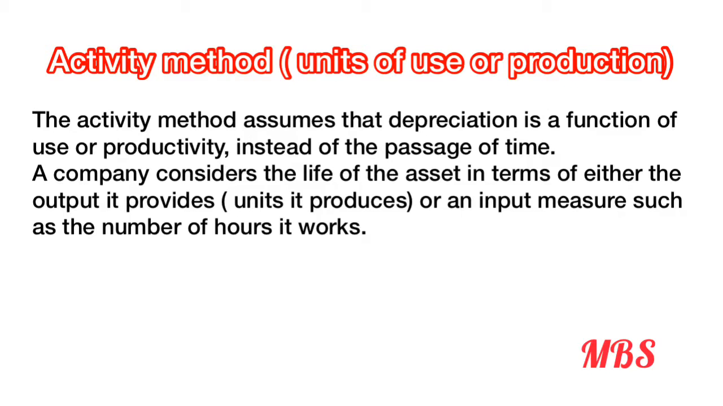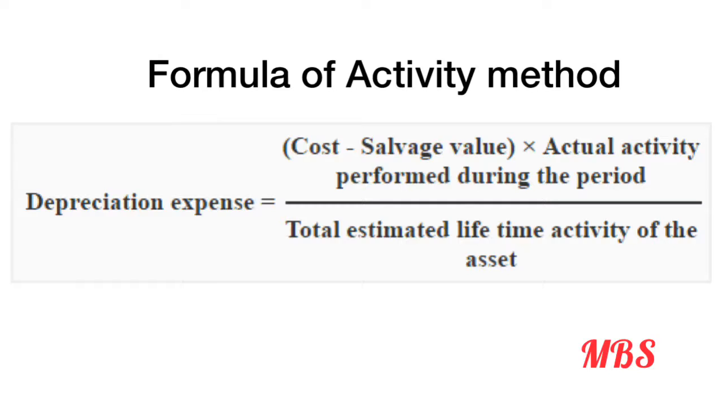Activity method. The activity method assumes that depreciation is a function of use or productivity instead of the passage of time. A company considers the life of an asset in terms of either the output it provides or an input measure such as the number of hours it works. Here is the formula of the activity method: cost minus salvage value times actual activity performed during the period, divided by total estimated life.